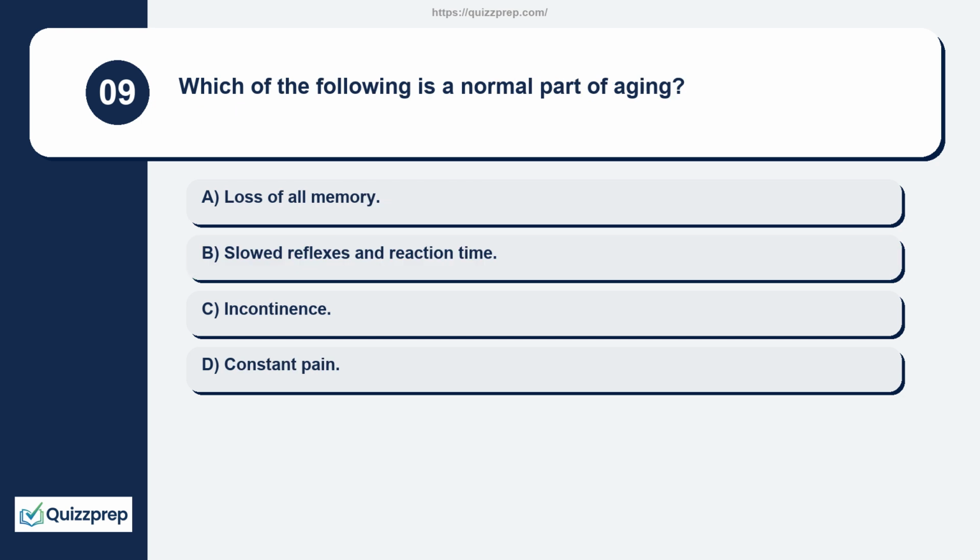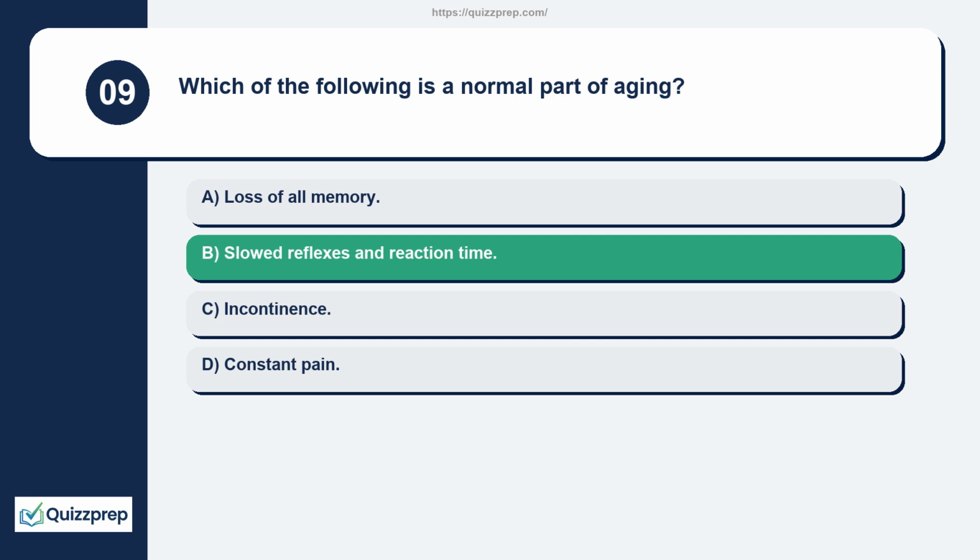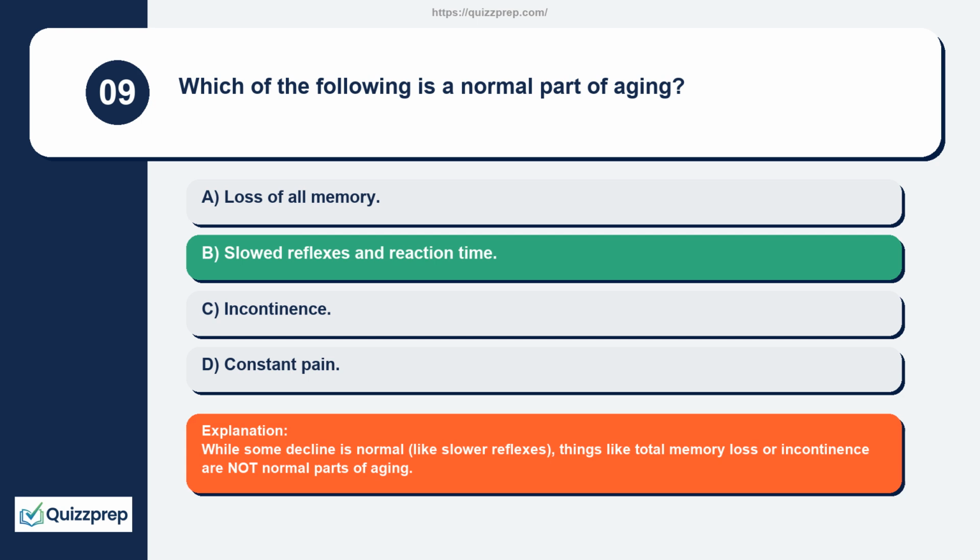Question 9. Which of the following is a normal part of aging? Loss of all memory, slowed reflexes and reaction time, incontinence, constant pain. While some decline is normal, like slower reflexes, things like total memory loss or incontinence are not normal parts of aging.